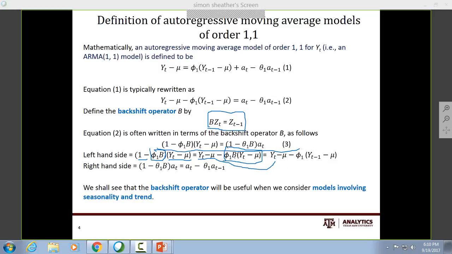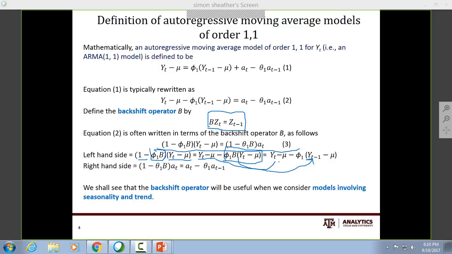And then if we do the backshift operator on Yt, that becomes Yt minus 1. That's all we did. We used the backshift operator, and the backshift operator on mu: mu doesn't change with time, so mu stays at mu. So you see how this simple backshift operator gives us the left-hand side of equation 2.